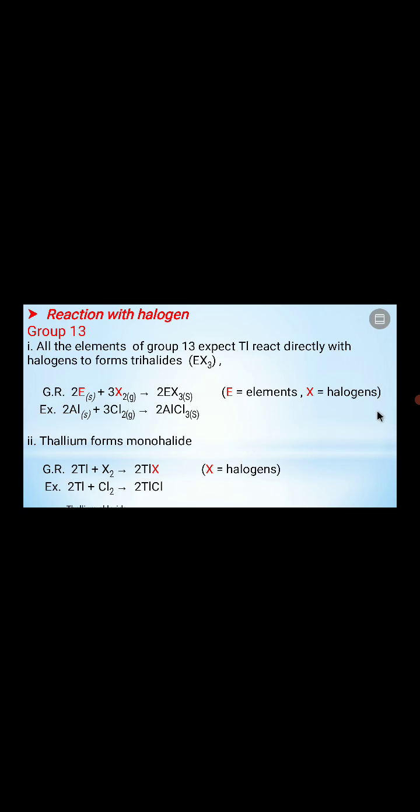Then the next point, reaction with halogens, group 13. First, all the elements of group 13 except thallium react directly with halogens to form trihalides, that is EX3. General reaction: 2E plus 3X2 gives 2EX3. For example, 2Al plus 3Cl2 gives 2AlCl3. Second, thallium forms monohalide. General reaction: 2Tl plus X2 gives 2TlX. Here X is equal to halogens. An example, 2Tl plus Cl2 gives 2TlCl.